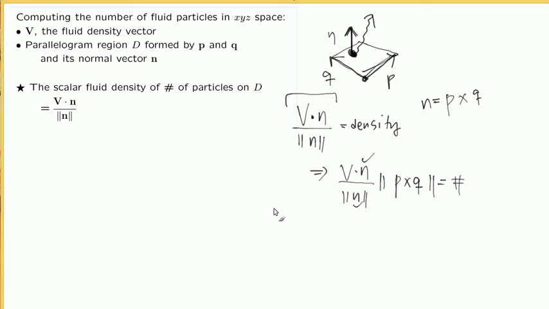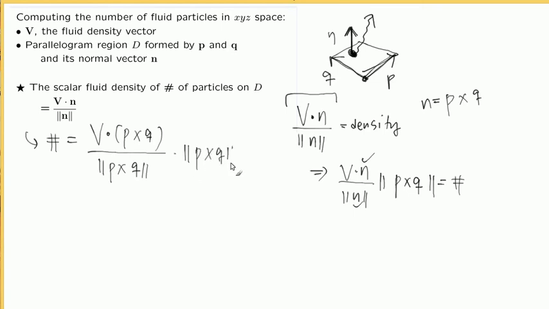So what happened to this formula? The number of particles is now, according to that, v is the fluid density vector, and we choose the normal vector to be the cross product there, right? Divided by the length of the cross product, multiplied by the area of this plate. What is the area? It's the length of the cross product, and they cancel, giving you an amazingly elegant formula.